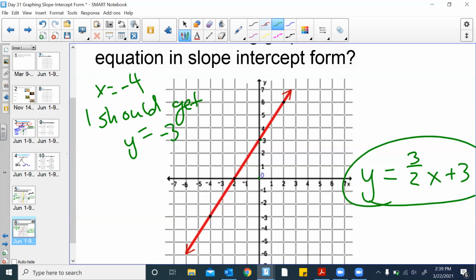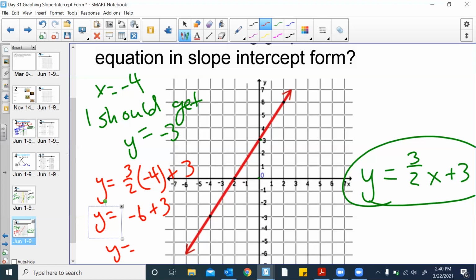All right, so this can be very confusing. I feel like I'm not helping. All right, so I have 3/2, my x value, plus 3. My x is -4. And when I go ahead and simplify this multiplication here, I would get -6 plus 3. And -6 plus 3 is just -3. So that does check out. That does check out. My equation is correct.